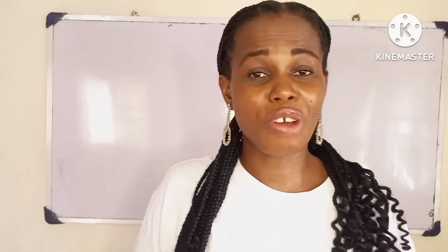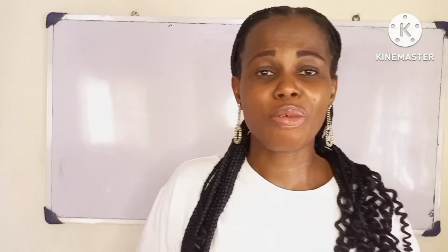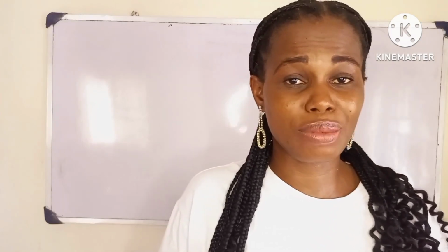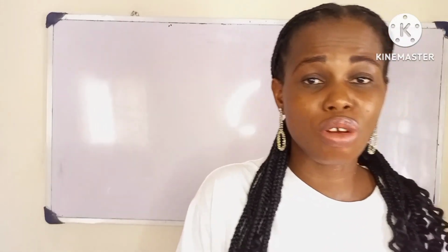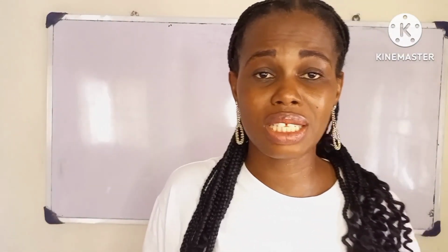A finite verb is a verb that has a subject. Before we call a verb a finite verb, it must have a subject. There must be a subject in the sentence. So a phrase is a group of words that does not have either a subject or a verb, or doesn't have the two. So that is a phrase.